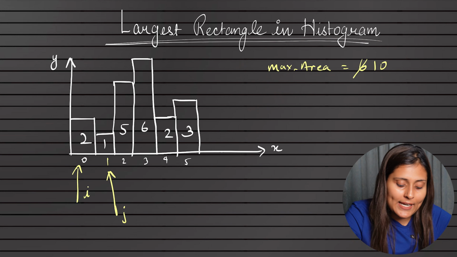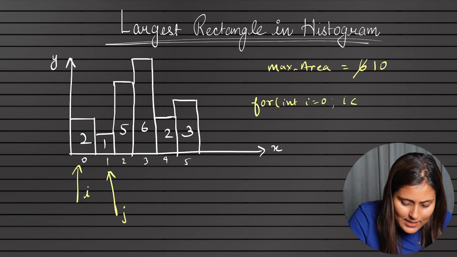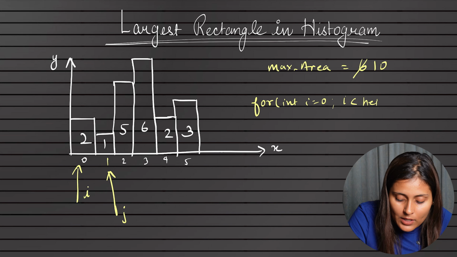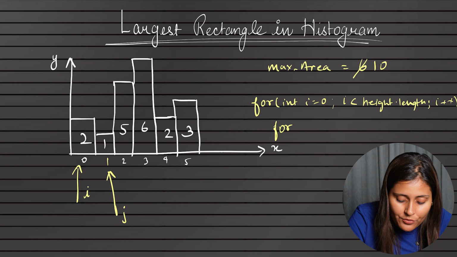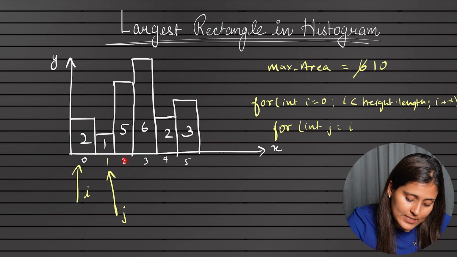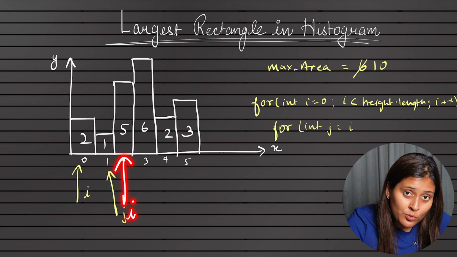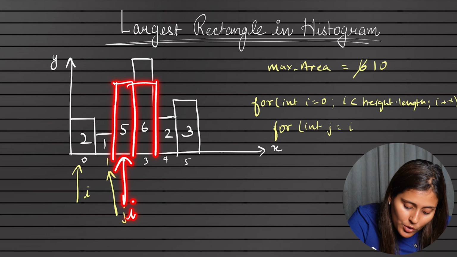Yes. So can I write the code here? I want to run the for loop for int i equal to 0 to i less than the last index, can I say heights.length? Yes. And i plus plus, correct. Now I want to run the second for loop, int j equal to i. From i I want to start, correct? Because when I was at the second index, I wanted to calculate the height from this index onwards, correct? I don't want to go back.